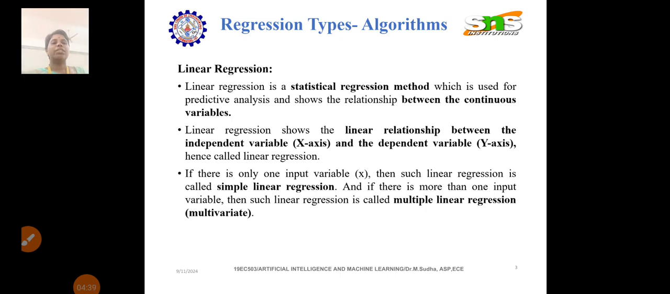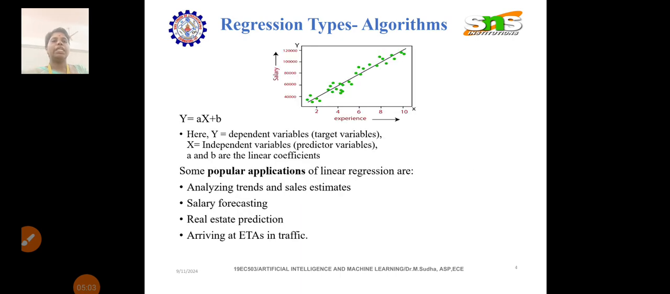Simple linear regression has only one input variable. If we have more than one input variable, that is two or more variables as input, such linear regression is called multiple linear regression. Another name for multiple linear regression is multivariate. So that is all about linear regression.